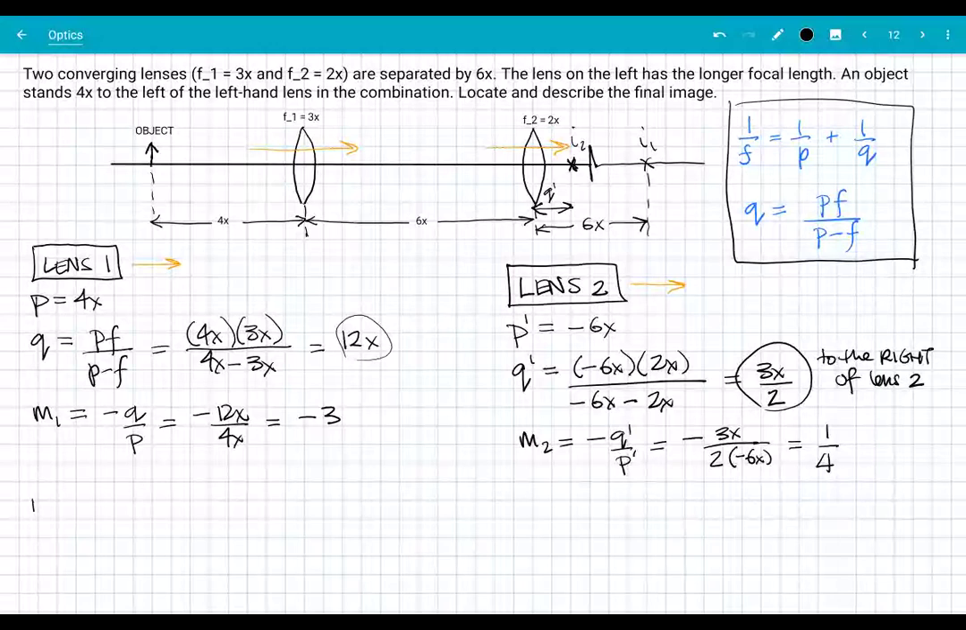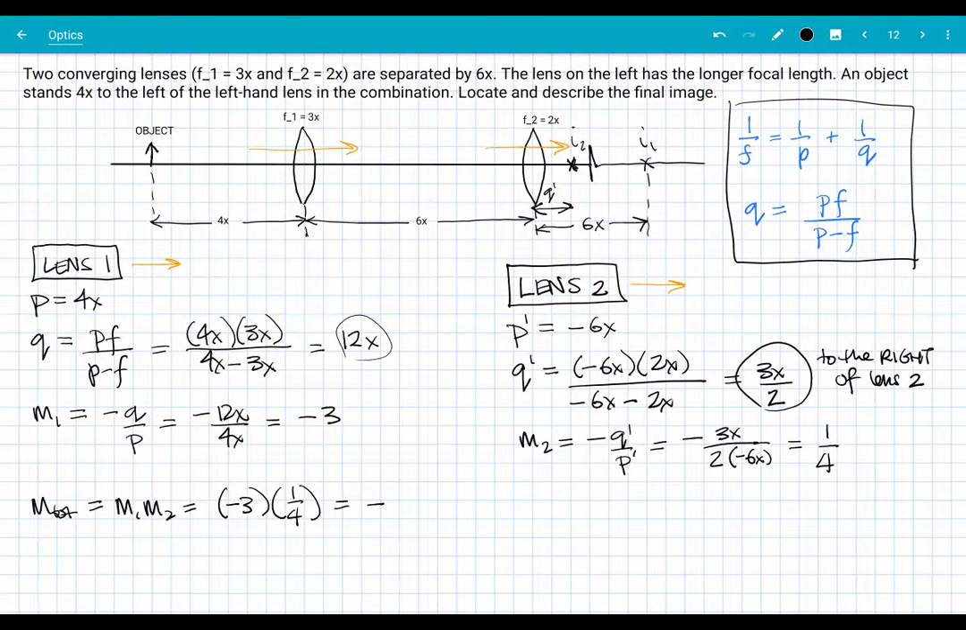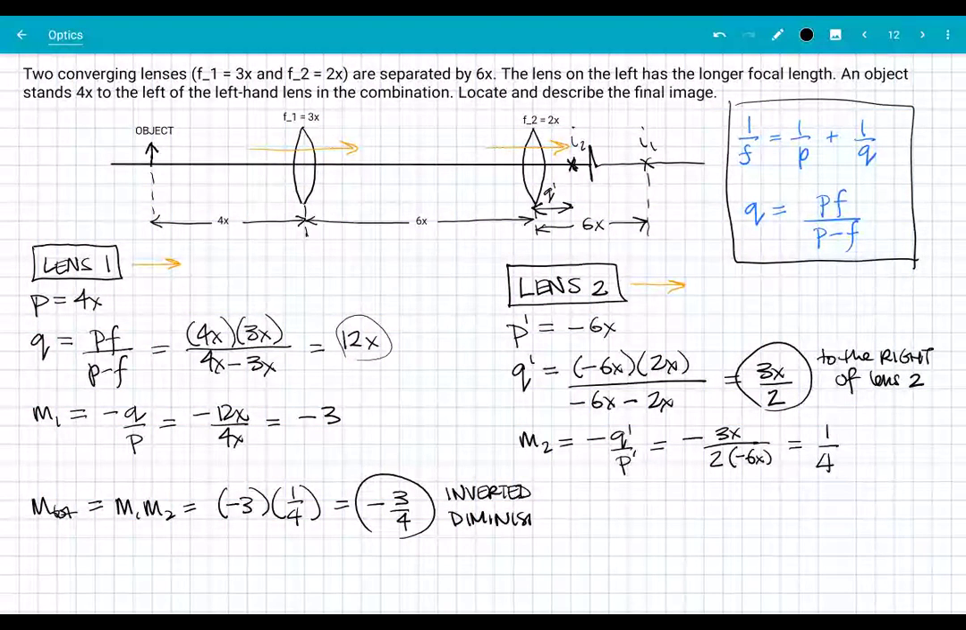Let's figure out our total magnification. Here it's going to be the product of M1 and M2. So negative 3 times positive 1/4. That's going to be negative 3/4. That's my total magnification. So this tells me that my final image is inverted and it's diminished, right? Diminished by 3/4. And the only thing we haven't answered about our image yet is if it's real or virtual.